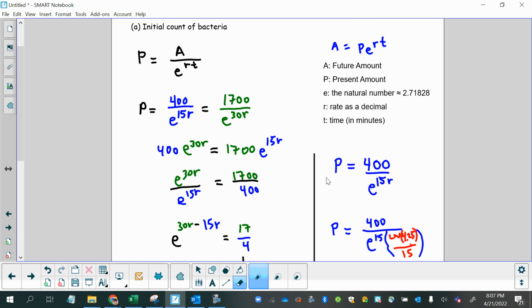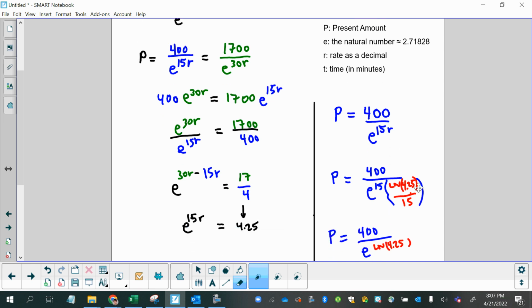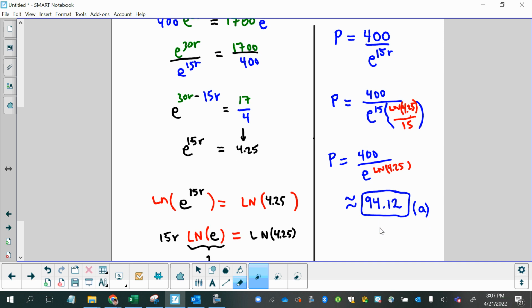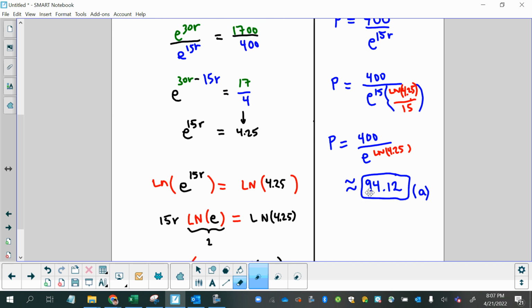So in the next slide here, I've written P equals 400 over e to the 15R. Then I replaced R with natural log 4.25 divided by 15. The 15 here and here cancel. And then I have a simplified version, P equals 400 over e to the natural log of 4.25. And that, when you calculate it, is approximately 94.12. And that is the answer to A.